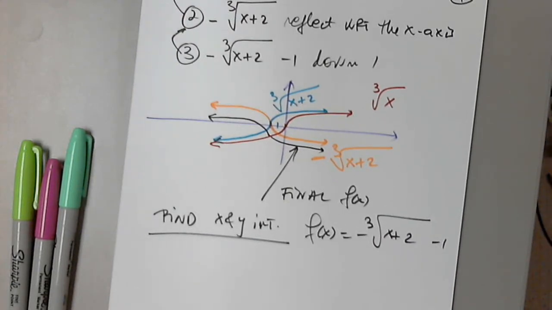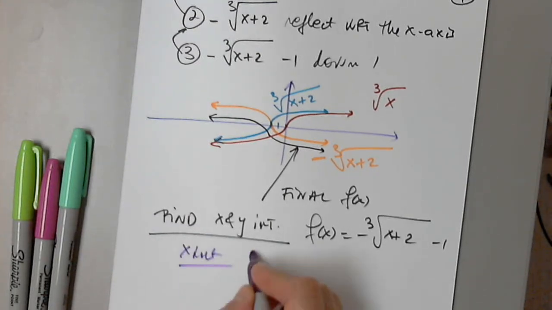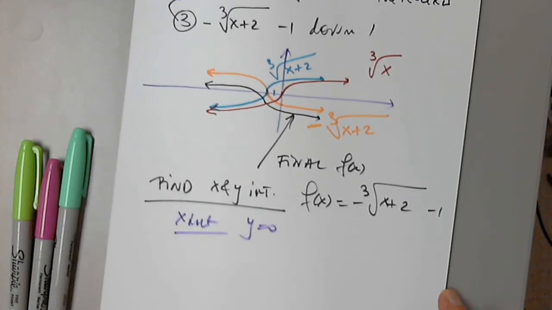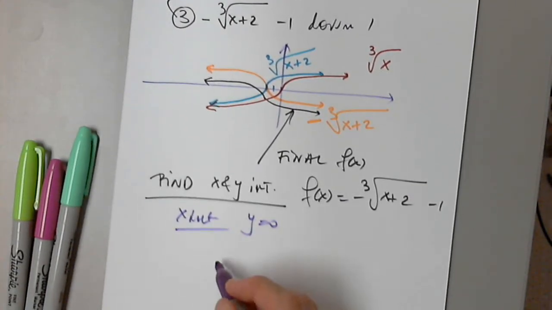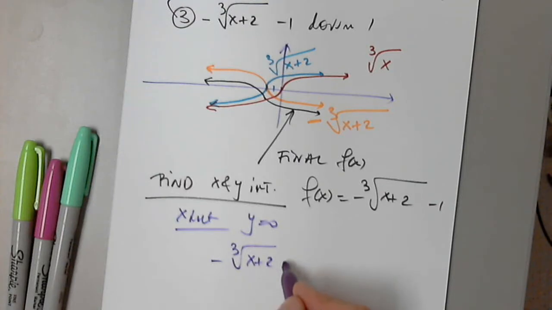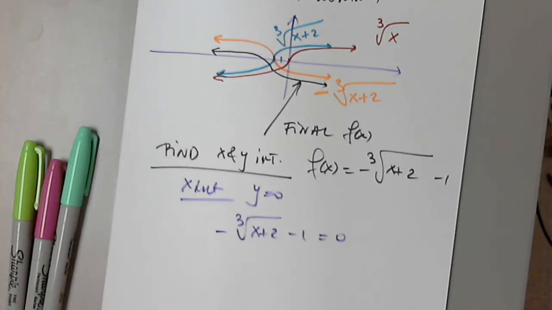How do I find the x-intercepts for any graph? For the x-intercept, I have to find the zeros. Y equals 0. So negative the cube root of x plus 2 minus 1 equals 0. What type of equation is this, and how do I solve it?